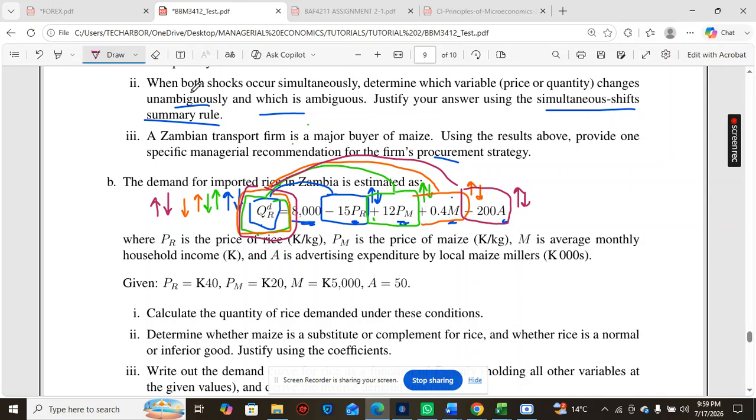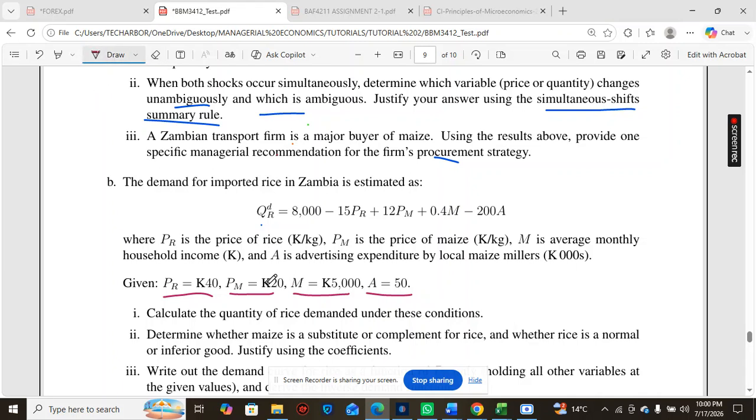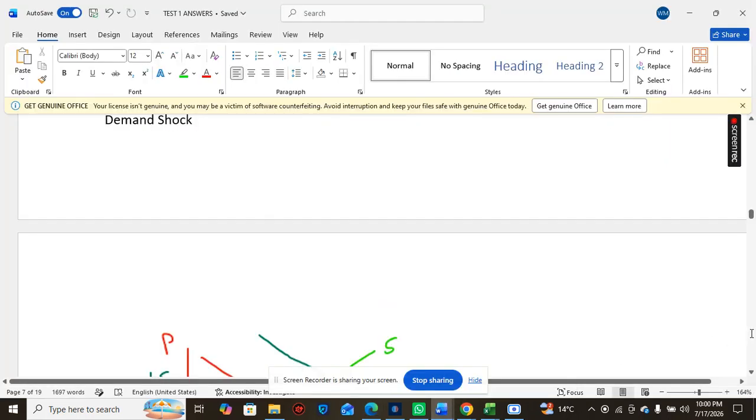So we've been given the price of rice, the price of maize, the household income, and advertising. They're saying calculate the quantity of rice demanded under these conditions. What it means is this 40, the price of rice, you substitute it here. This 20, the price of maize, you bring it here. This income 5,000, you bring it here. And advertising, this 50, you bring it here. This is what all of this means. So I already did that.